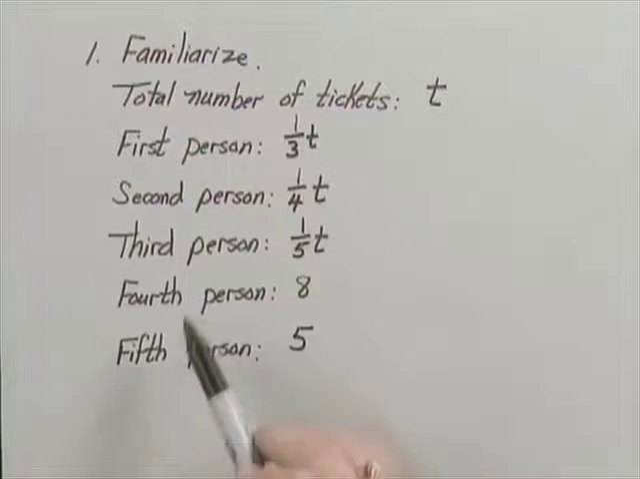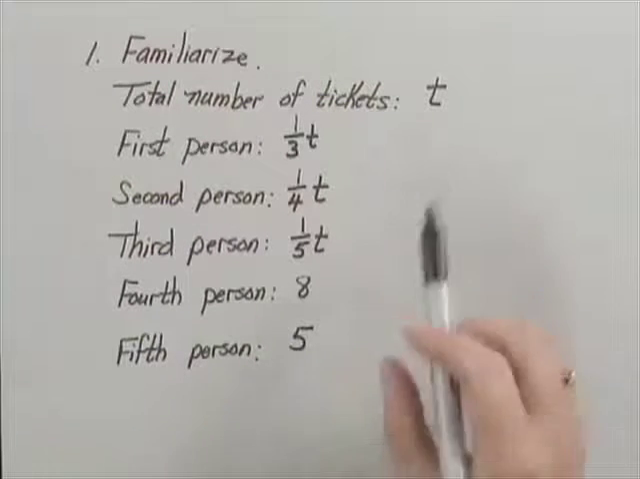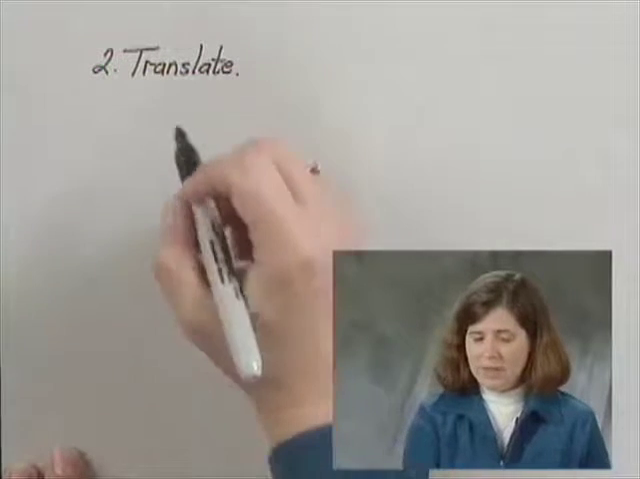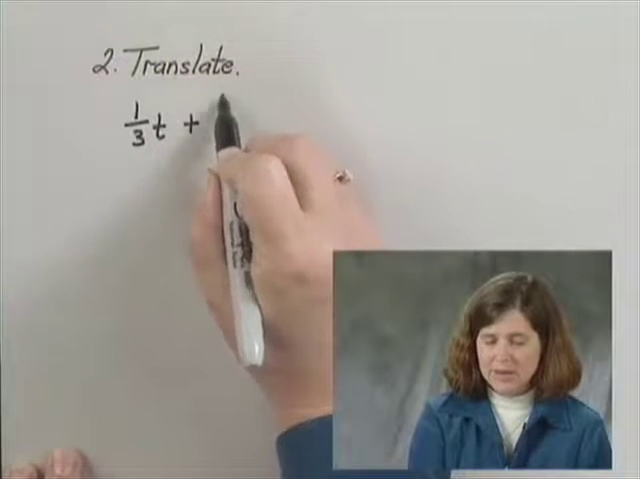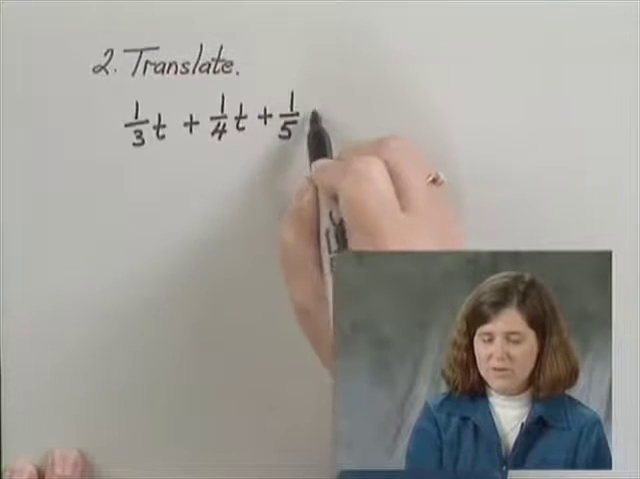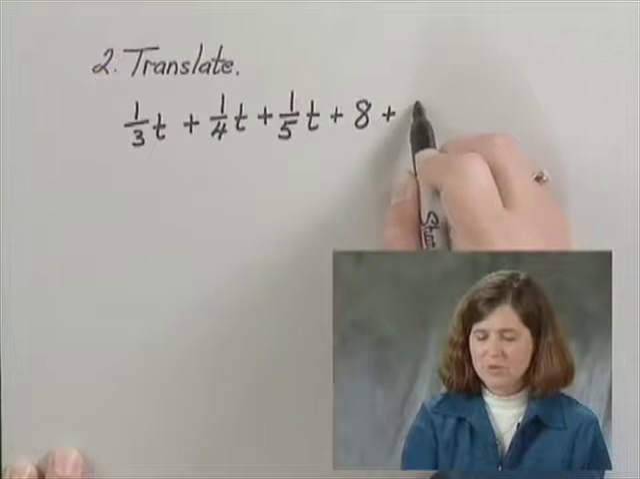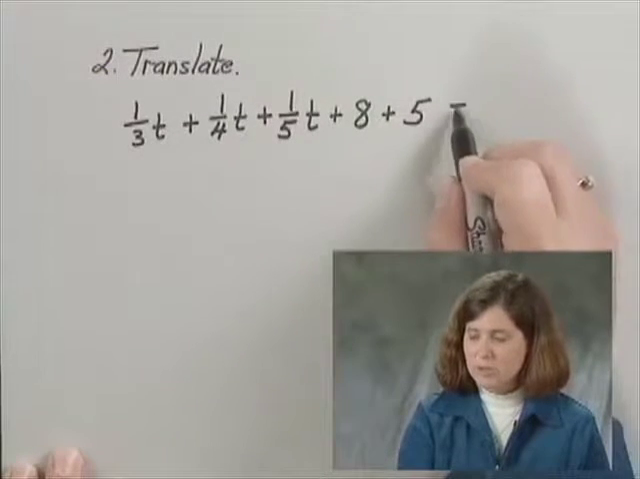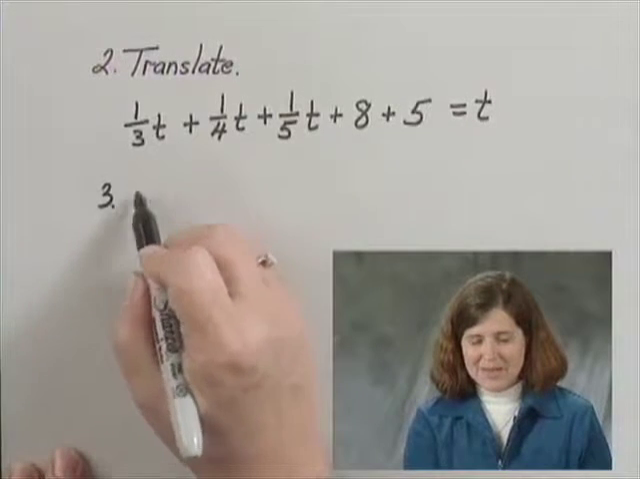Now, since these 5 people got all the tickets, the sum of their tickets should equal the total number of tickets given away. We can use that piece of information to translate to an equation. The first person got 1/3 T tickets, the second 1/4 T, the third 1/5 times T, the fourth person 8, the 5th person 5, and that sum should be T. We have an equation, so we can solve.